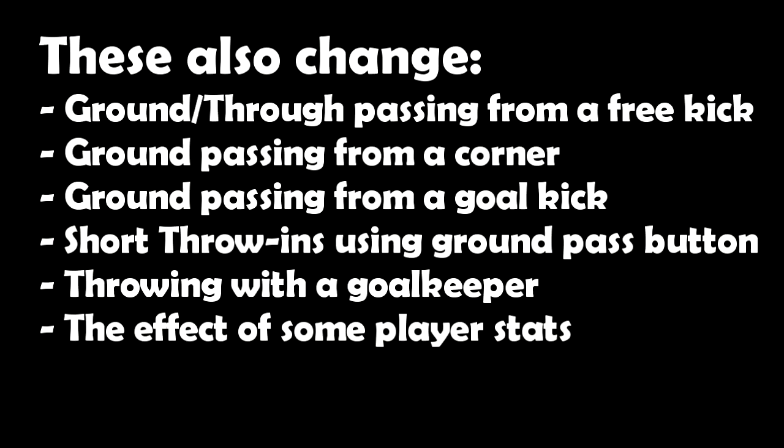And there are more changes than just that. You might remember I mentioned some of the things that are the same with set pieces. Here are the things that are different: ground passing or through passing from a free kick, ground passing from a corner, ground passing from a goal kick, short throw-ins, as in using A to do a short throw-in, throwing with the goalkeeper, and also the effect of some player stats.